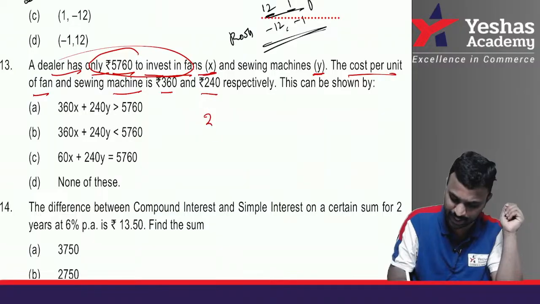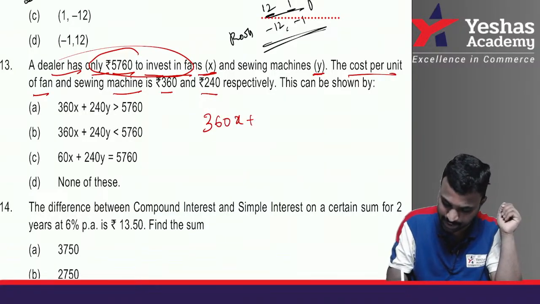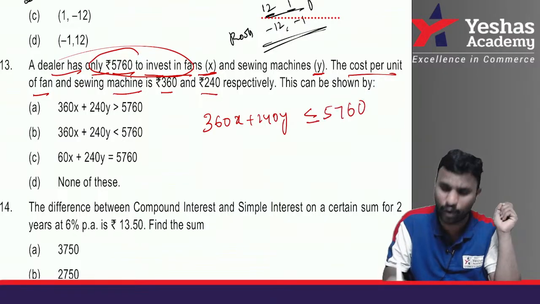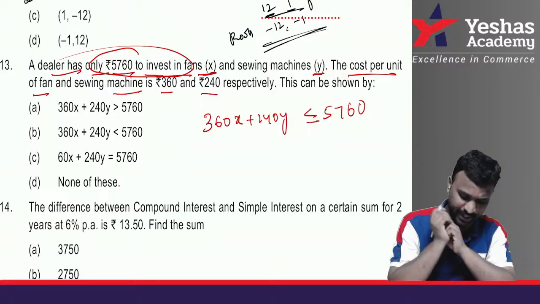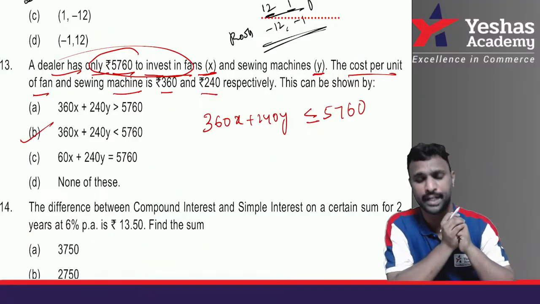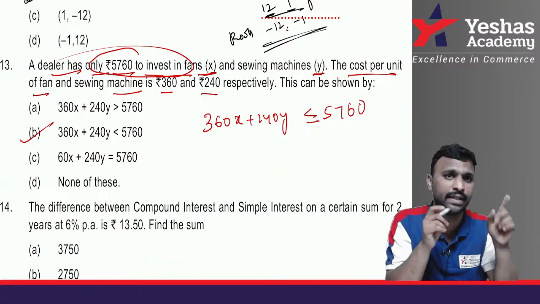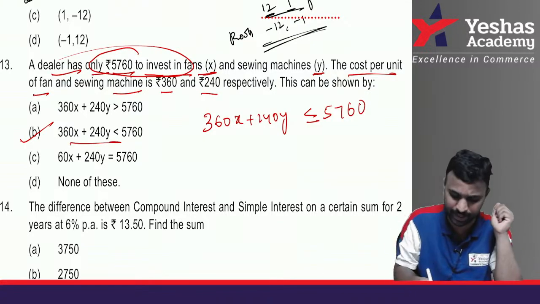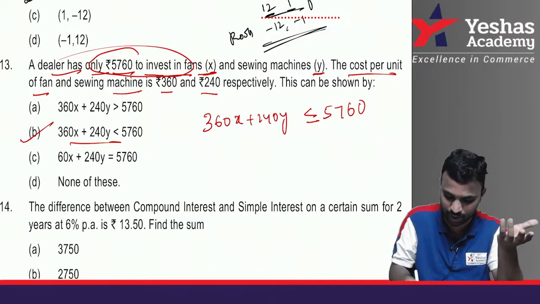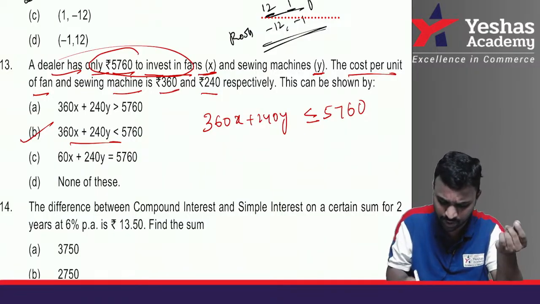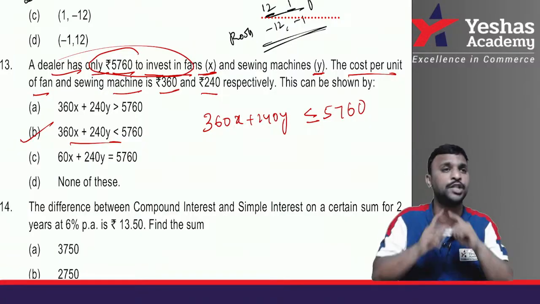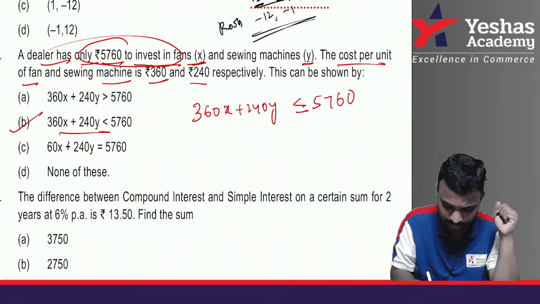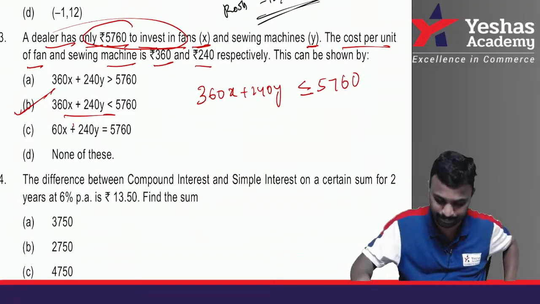So obviously the constraint equation becomes 360x plus 240y. It should be less than or equal to 5760. It cannot exceed 5760. Definitely option B would satisfy. Had there been less than or equal to, even that would have been the right answer. So you can take option B as the right answer, because whatever he invests on fan and sieving machine, it should not exceed 5760. It should be less than or equal to. So therefore option B would be the right answer.